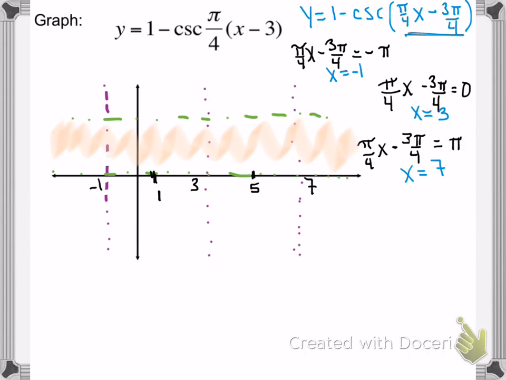Now, normally, cosecant, remember, goes up on the right side and down on the left. But due to that negative being in front of my graph, it is going to flip-flop, and it's going to go up on the left and down on the right. And that is how you would handle this difficult looking cosecant equation.